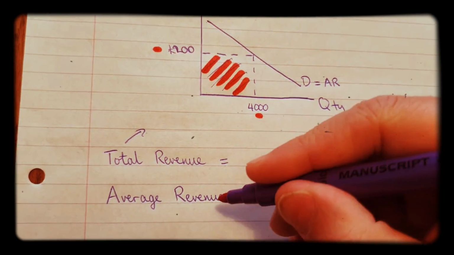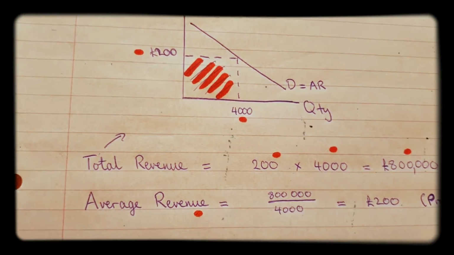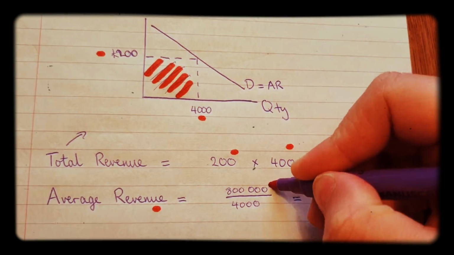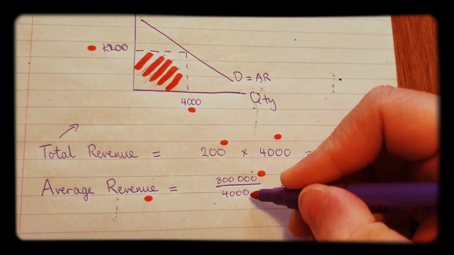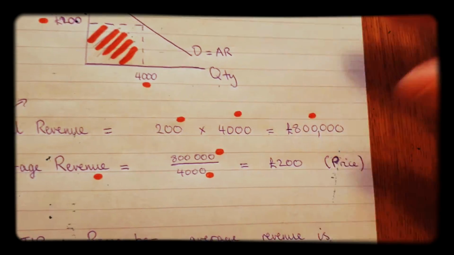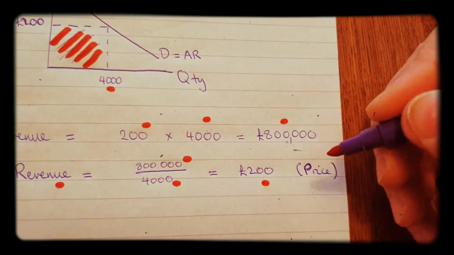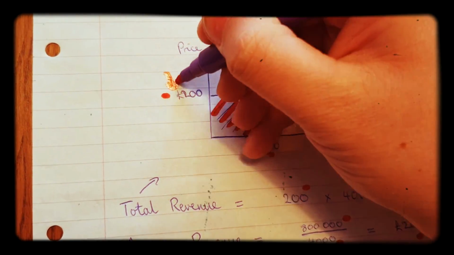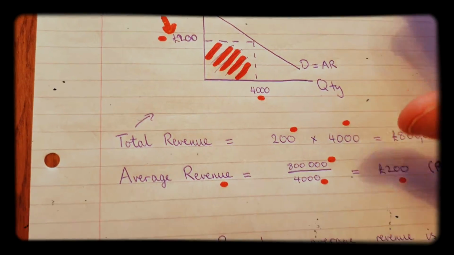Now, what is the average revenue? The average revenue would be the total revenue divided by the quantity. So 800,000, which we just worked out, divided by 4,000, the quantity, gives us £200. So again, that's equal to the price as I mentioned earlier. So this here is also the average revenue.